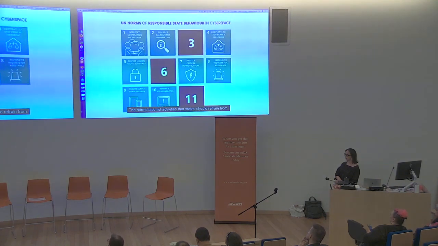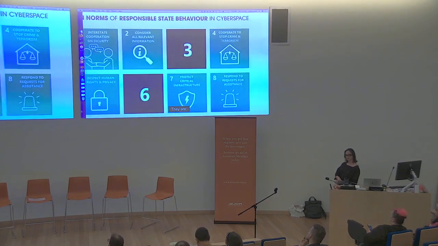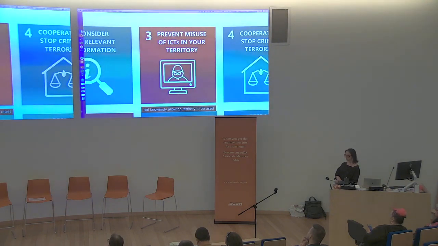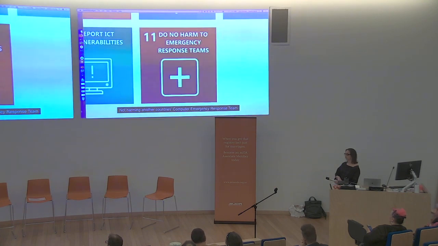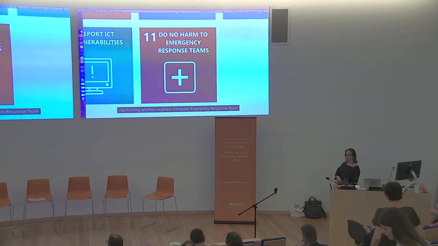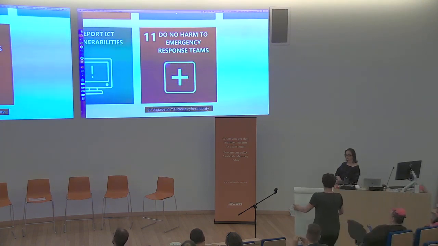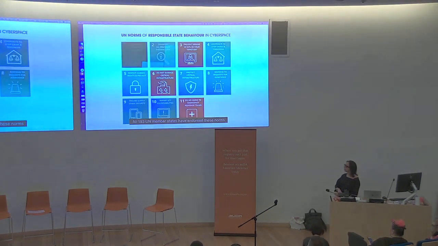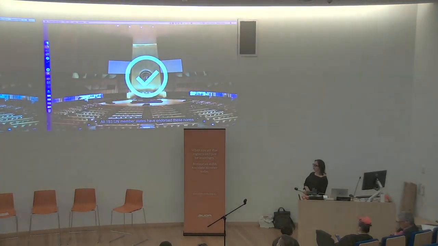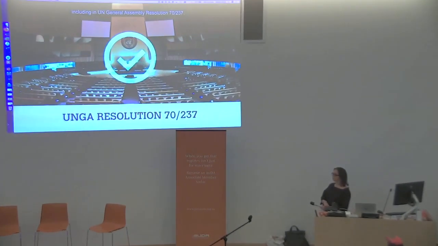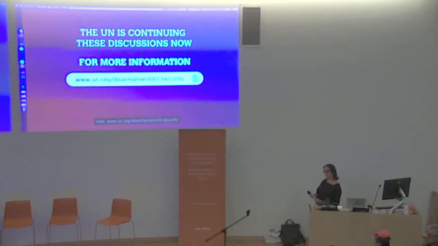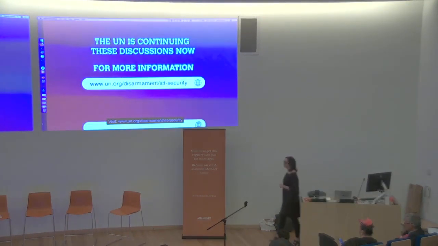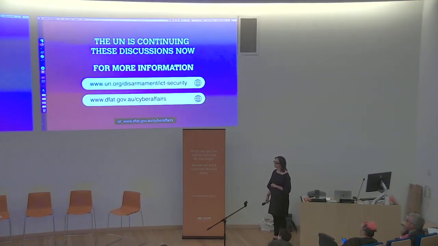The norms also list activities that states should refrain from. They are not knowingly allowing territory to be used to commit internationally wrongful acts using cyber tools, not conducting cyber activities that damage the critical infrastructure of another country, not harming another country's computer emergency response team or using a computer emergency response team to engage in malicious cyber activity. All 193 UN member states have endorsed these norms, including in UN General Assembly Resolution 70-237. Want more information? Visit un.org/disarmament/ICT-security or dfat.gov.au/cyberaffairs.